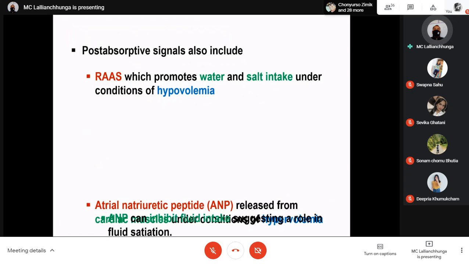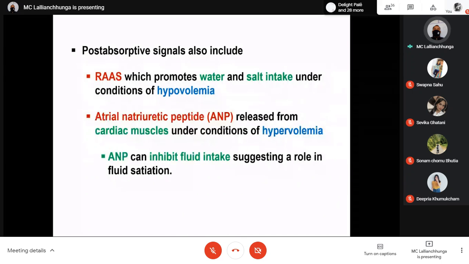So this is just a repetition. Another peptide is atrial natriuretic peptide, ANP, released from the cardiac muscle under conditions of hypervolemia. ANP can inhibit fluid intake, suggesting a role in fluid satiation. So ANP is also important in inhibiting fluid intake. That is the meaning of the post-absorptive input: when the fluid has already entered the bloodstream, it stimulates some receptors that we have already discussed, the osmoreceptors and others, so that further intake of fluid will be stopped.